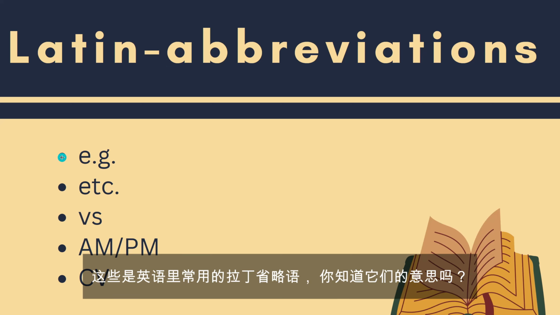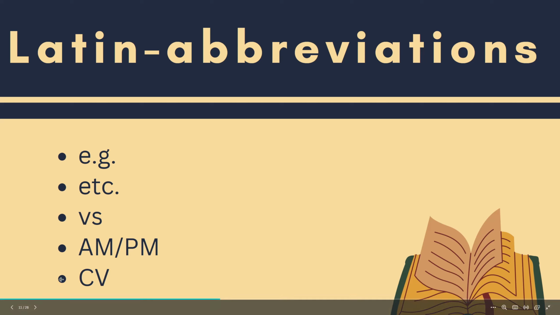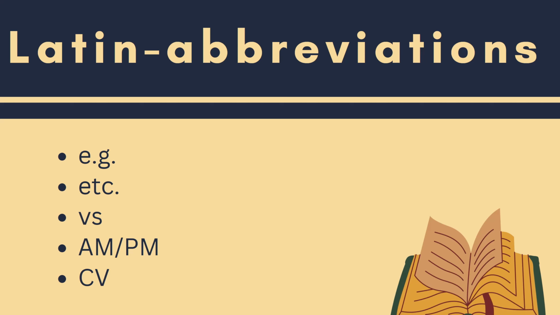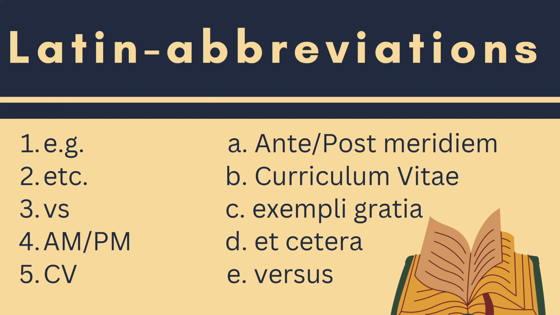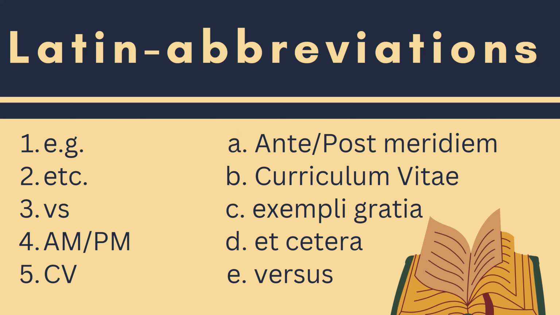Look at these abbreviations. Do you know their meaning? Do you know their full Latin versions? And by the way, the word abbreviation itself is a Latin word. Here is a task for you. Look at the abbreviations 1 to 5 on the left and match them with the full Latin forms on the right, A to E. If you're ready, then let's carry on.